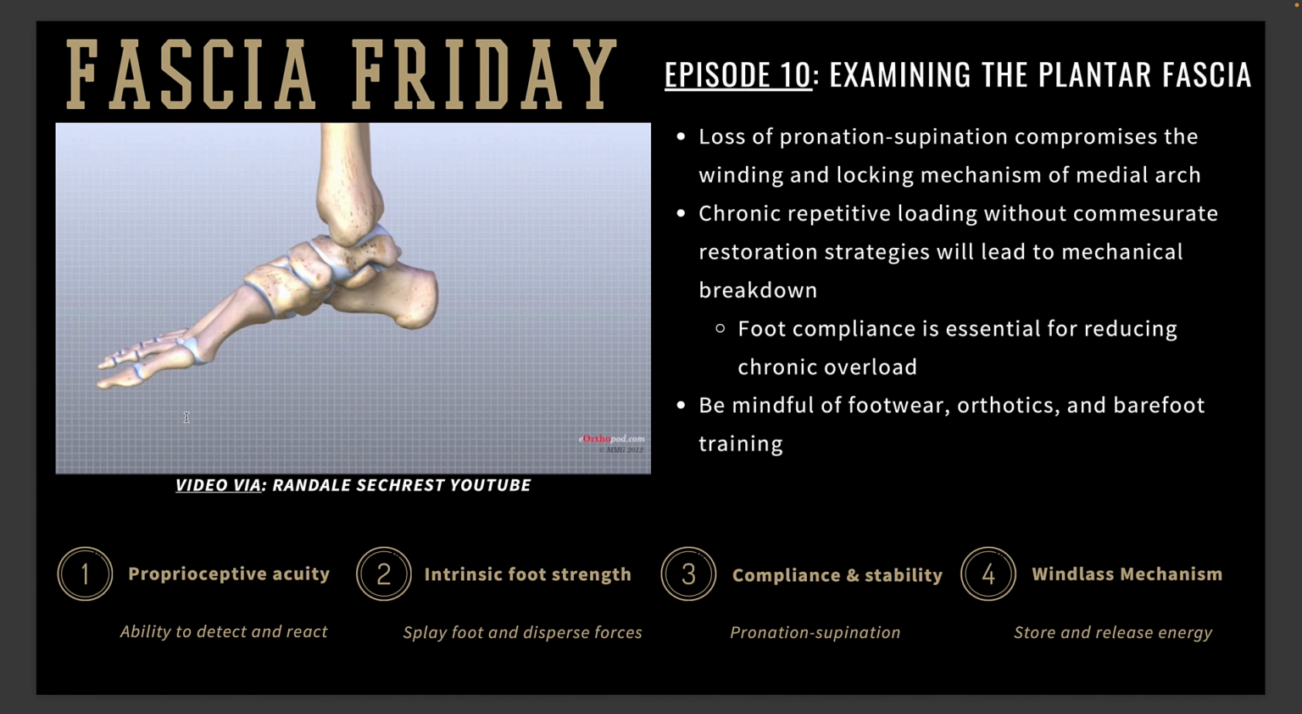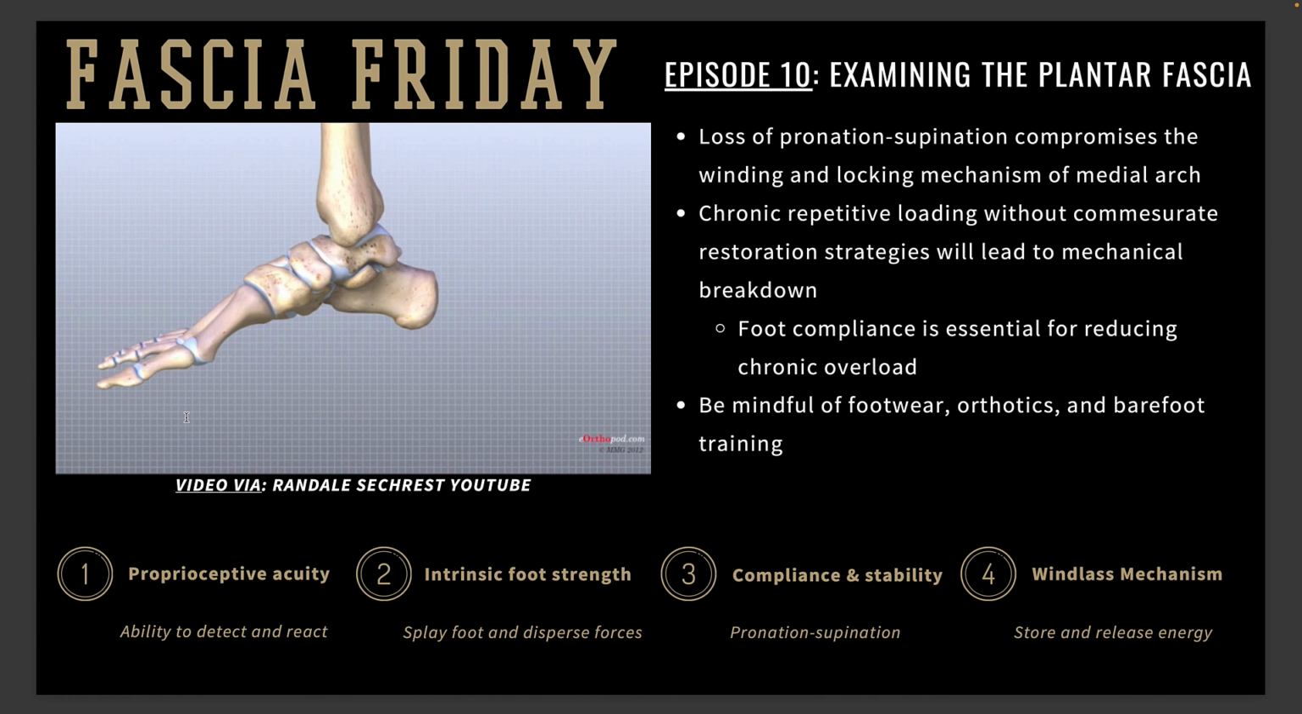for some failure. To summarize here on the training points, and I'll have some more information and articles coming out on this, but when we're thinking about the plantar fascia or the feet in general, we've got to start with proprioceptive acuity. Our ability to detect creates our opportunity to respond. And so at the foot, that's going to be absolutely a priority.